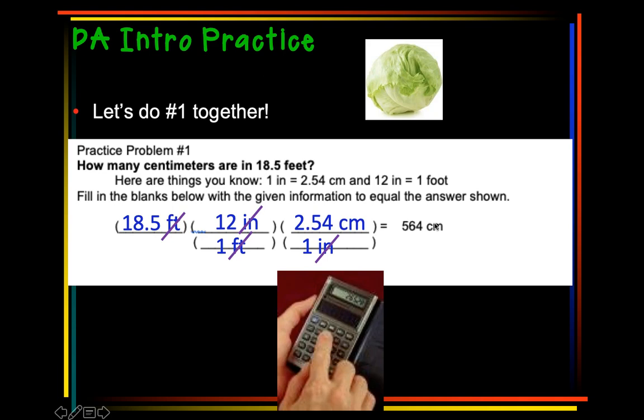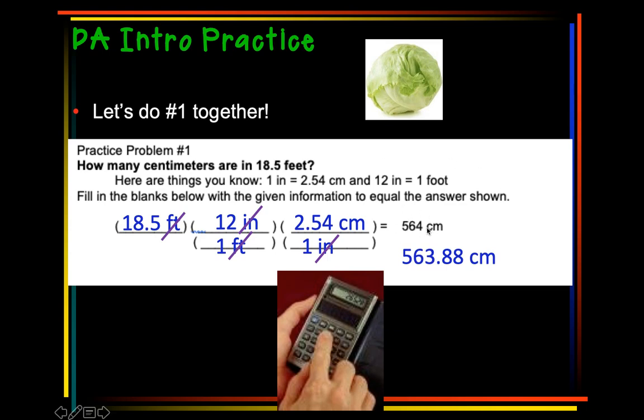So you're ready for your calculator. Multiply all the numbers on the top. Divide any numbers on the bottom. So really you would type this into your calculator, 18.5 times 12 times 2.54 divided by 1 and divided by 1. Now you can skip the ones if you want to, but some people like to type them in just so that you've got the whole thing. This is what the calculator says. Wait, but this is what I said the answer was.